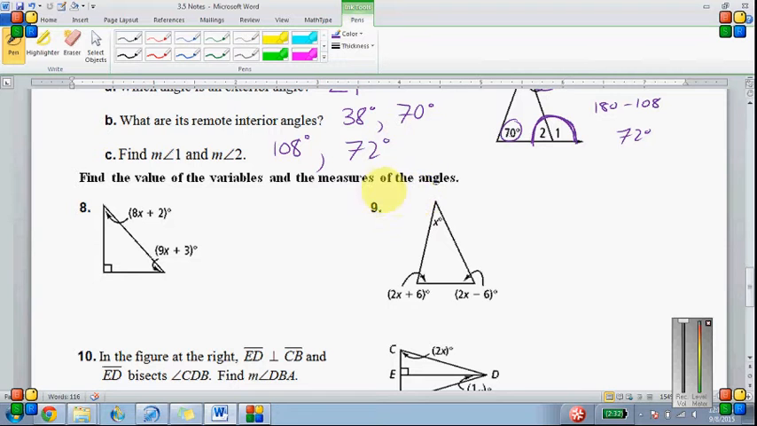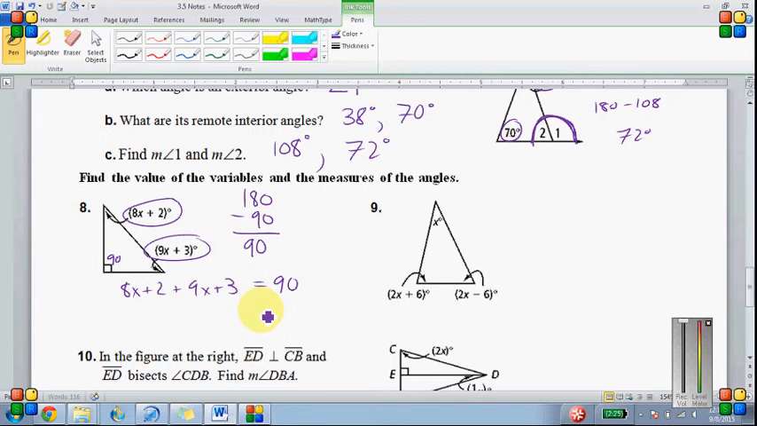Find the value of the variable and the measures of the angles. So here I've got a 90-degree angle, and I've got two other angles in the triangle. I know that these two angles have to add up to whatever 180 minus that 90-degree angle that I already have is. So if I subtract 180 minus 90, I'm left with 90 degrees. So these two angles together have to add up to a total of 90 degrees. So I'm just going to add them up, 8x plus 2 plus 9x plus 3, and set them equal to 90, because I know together they have to add up to 90, so that between these three angles I have a total of 180 degrees.